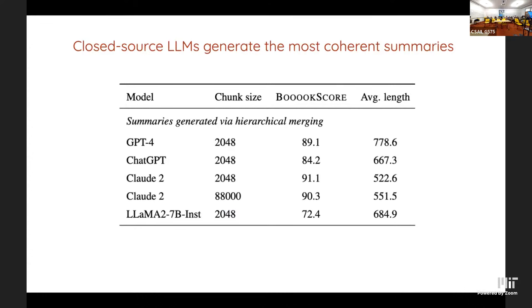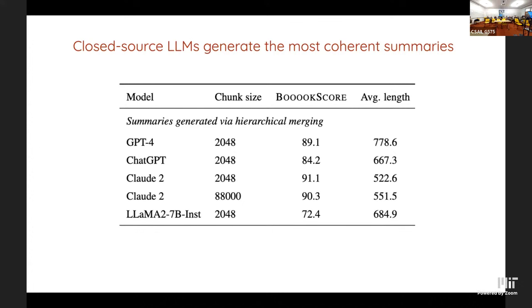Not surprisingly, the closed source GPT-4 and Claude are the best summarizers that we found. Interestingly, we only have Llama 2 7B, the instruction-tuned model here. The 70 billion model did not follow our instructions at all. It just did not generate summaries. Most of the time, it just regurgitated parts of the prompt.